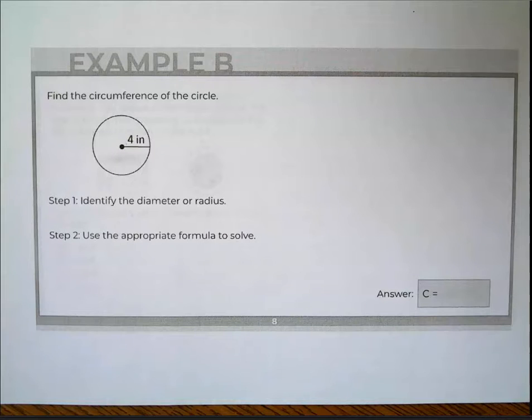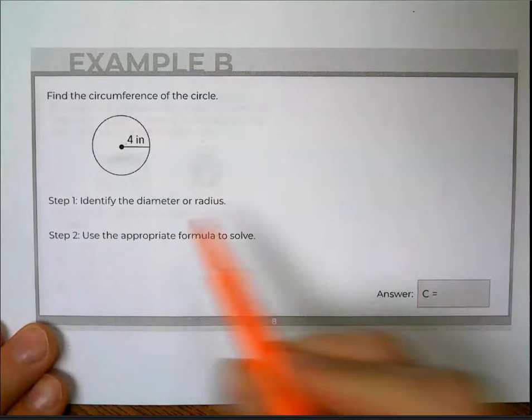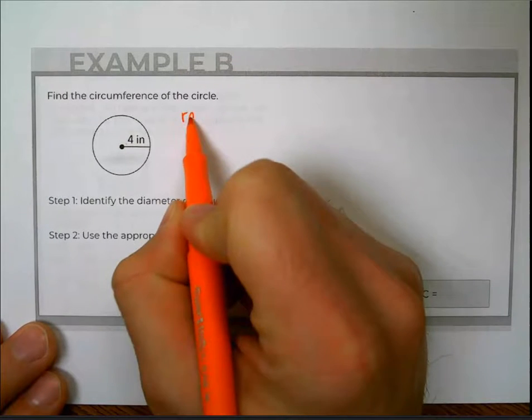Okay, example B is a lot like example A. There's one difference though. It has a circle and it says find the circumference of the circle. Step 1 is to identify the diameter or radius. So if we look at this, remember radius is the short one.